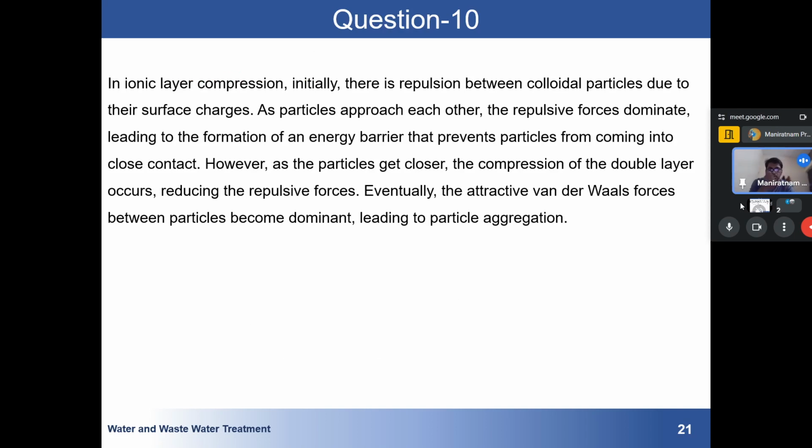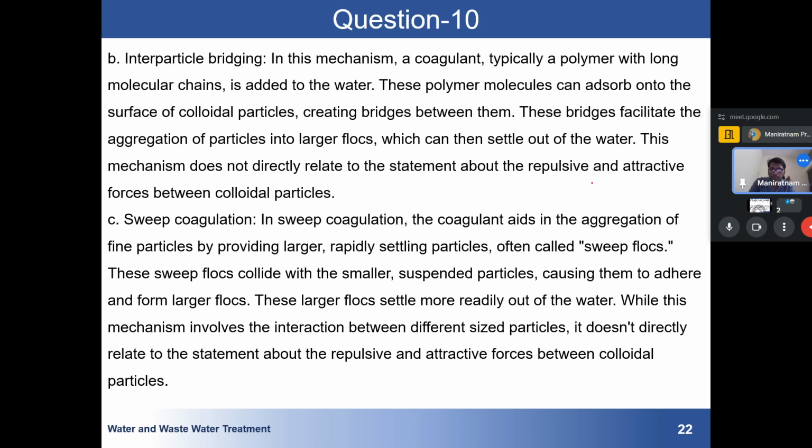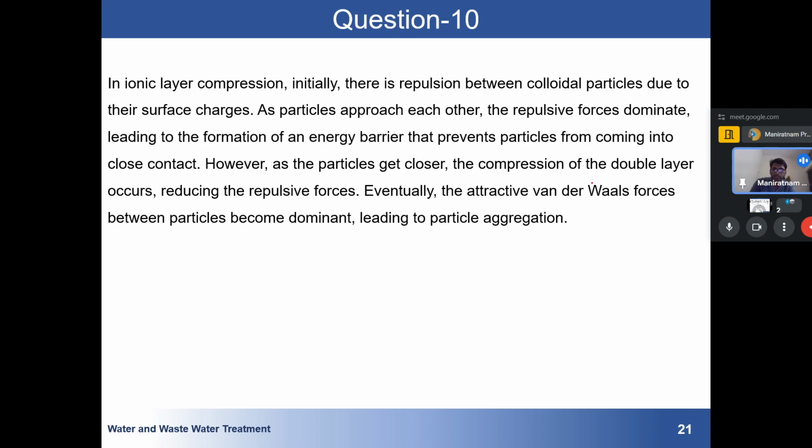As particles approach each other, the repulsive force dominates, leading to the formation of an energy barrier that prevents particles from coming into close contact. Right now I don't have that picture added. After this discussion I will open my class notes, and from there you can see how this works.